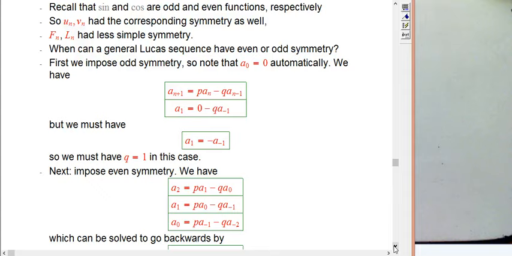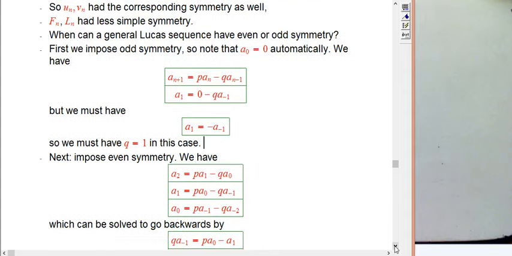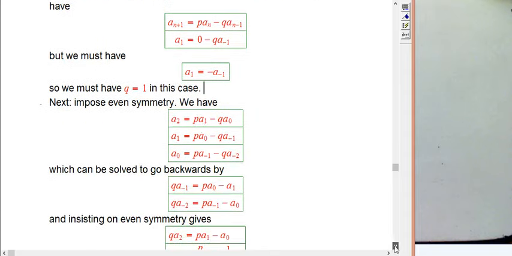Now what if you impose even symmetry? It's a little bit more complicated. Let's just work out the first three, the 0, 1, and 2 cases of the recursion. So a_2 is p a_1 minus q a_0.